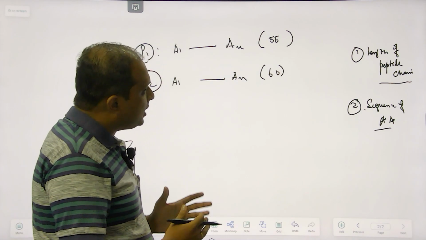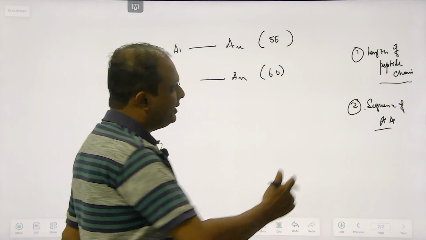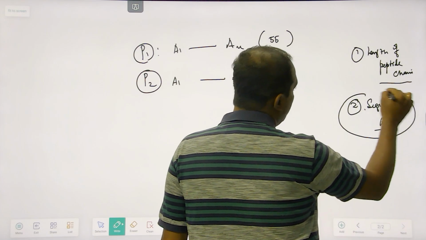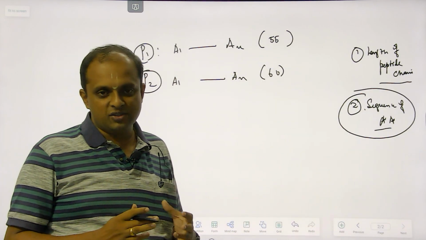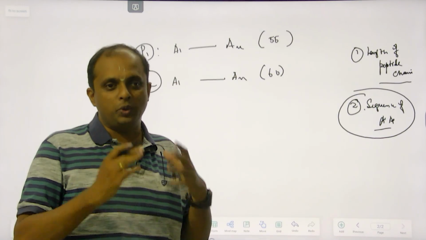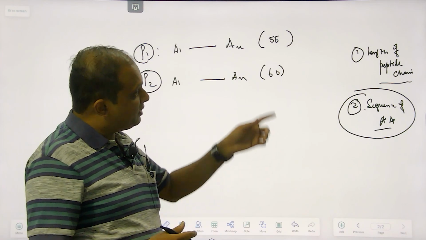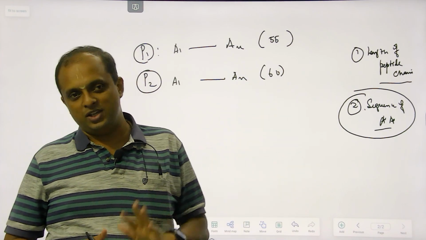So two things that play an important role in determining the protein uniqueness are the length of the peptide chain as well as the sequence of the amino acids in the peptide chain. These two factors actually determine the identity of a particular protein. If you manipulate either of these, either the length or the sequence, then the protein identity itself will be changed, right?